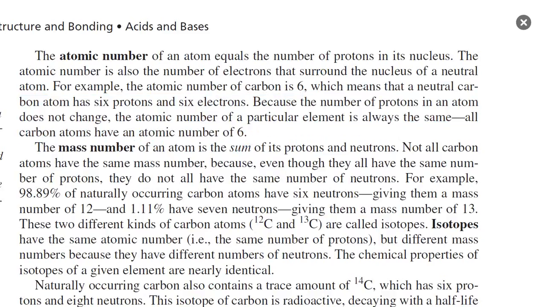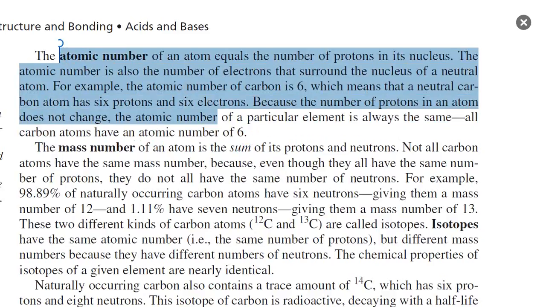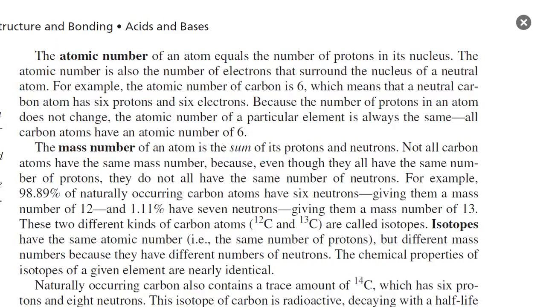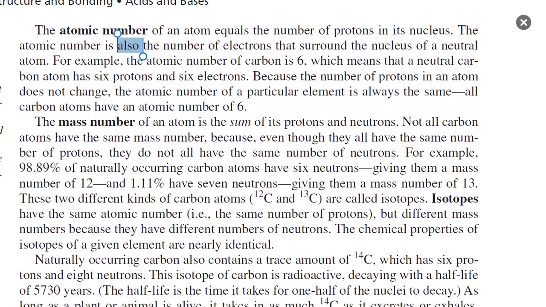So we have covered the definition of atomic number. What is atomic number? It's the number of protons in a nucleus. That's very simple. We can also say it is the number of electrons surrounding the nucleus, but only if the atom is neutral. That's it.